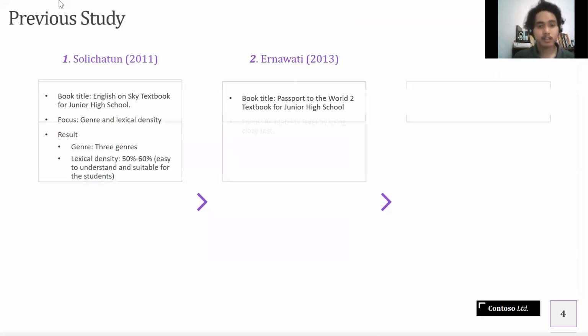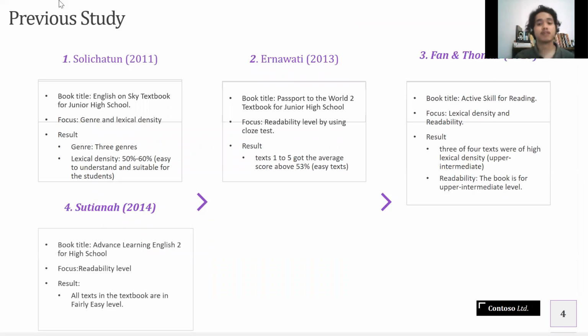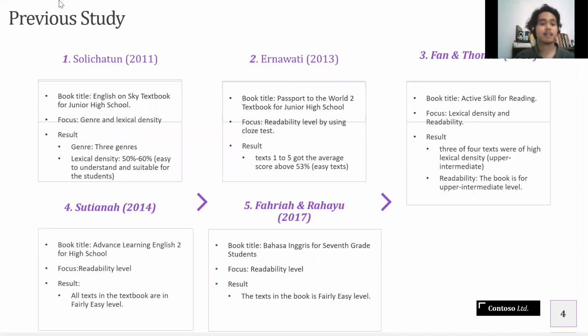So, in conjunction with this research, I found some studies that are nearly similar that become the guidance in writing this research. First, the research was conducted by Solichatun in 2011. It focused on finding the kind of genre contained in the reading passages found in English on Sky textbooks and finding the lexical density of reading text based on English on Sky textbooks.